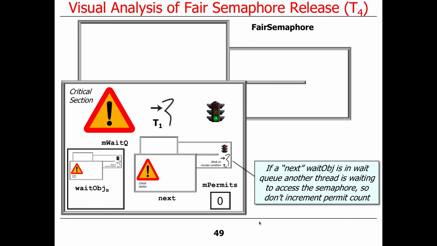Okay. So there's a cool little optimization we can do here. If the next wait object, in other words wait object A, because that's the one we're releasing, is in the wait queue, that means another thread is waiting to access the semaphore. So in this case, we're going to do a short circuit, and we're not going to increment the permit count. We're simply going to wake up the waiting thread, and it'll just keep going, because we don't have to increment the count and then have that guy decrement the count. We're just waking him up. So we're kind of saying it's even Steven. I'm releasing somebody and waking somebody up, and therefore there's no need to change the permit count at all. The only reason you would increment the permit count is if there wasn't anybody waiting, because then there could be somebody waiting in the future. But since we're waking somebody up, we don't have to do anything to the permit count at all.